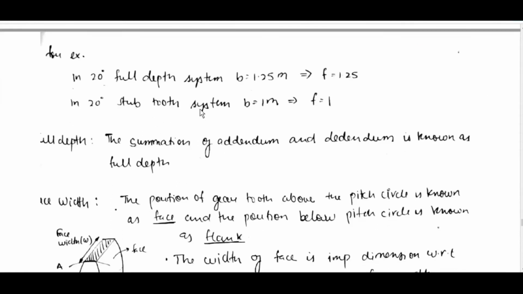In 20 degrees stub tooth system, B is equal to 1 m, F is equal to 1. Full depth: the summation of addendum and dedendum is known as full depth.